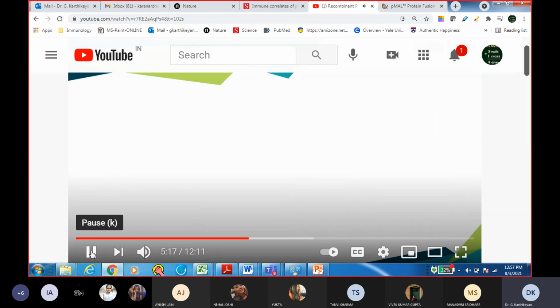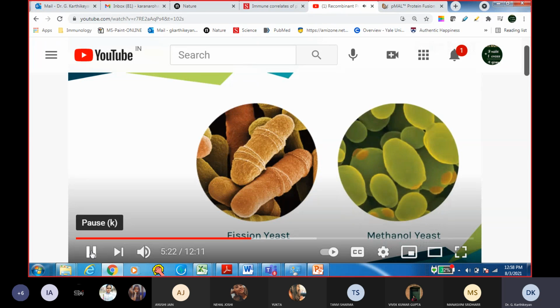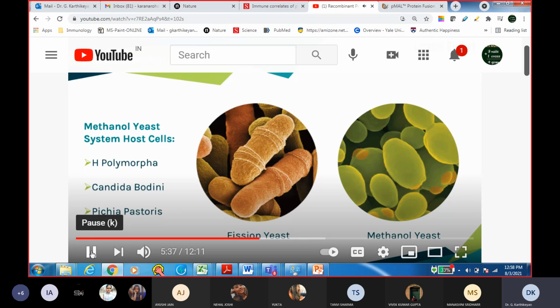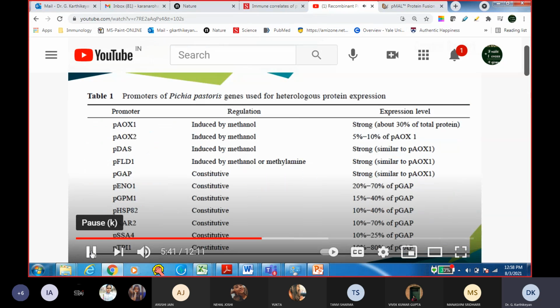Later, people developed fission yeast and methanol yeast systems. Among them, the methanol yeast expression system is currently the most widely used yeast expression system. Nowadays, the mainly used methanol yeasts are H. polymorpha, Candida boidinii and Pichia pastoris. Pichia pastoris is the most popular tool. Most methanol yeasts contain the alcohol oxidase gene 1, AOX1, and the exogenous gene is expressed under the action of the promoter.